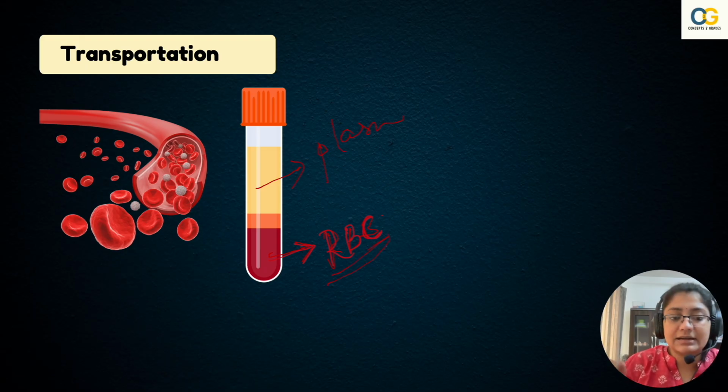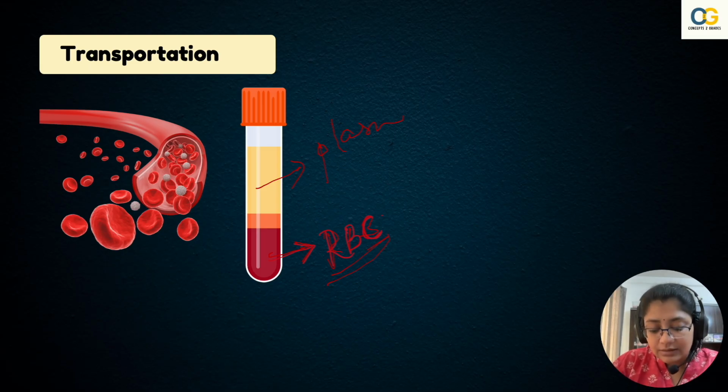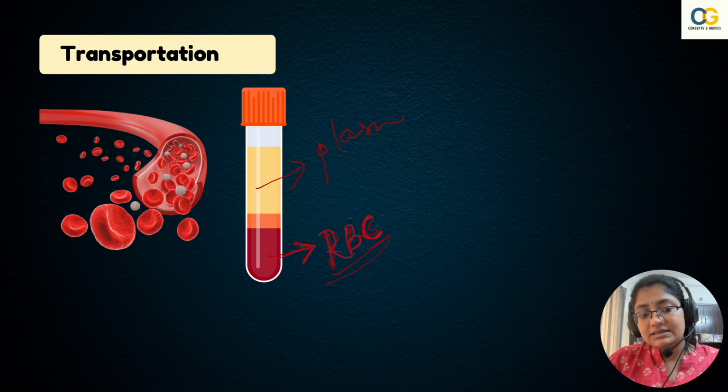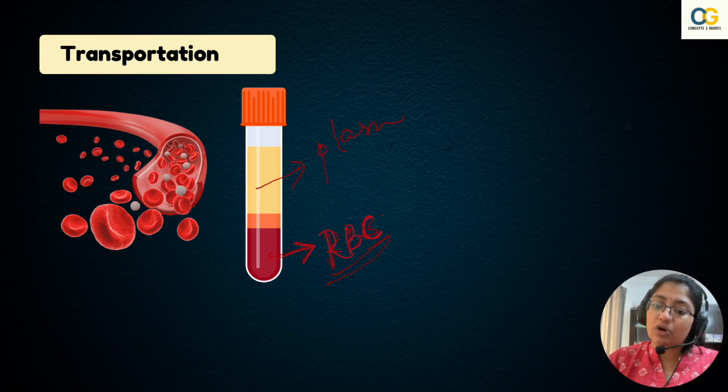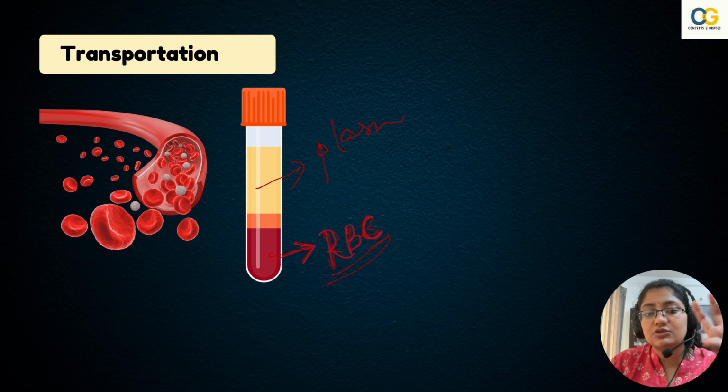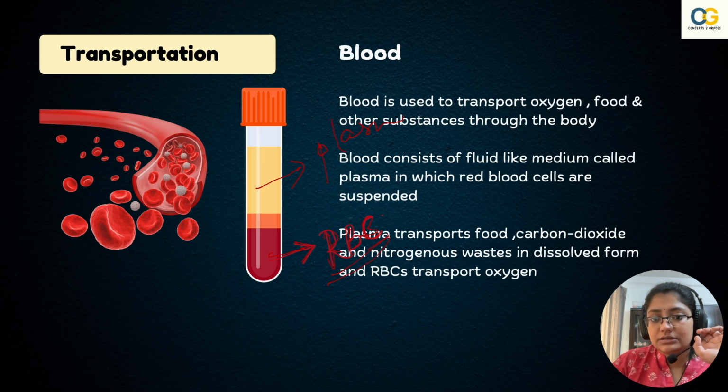Now, why are red blood cells red? It is because of the presence of hemoglobin inside the red blood cells, which is a red pigment, and this hemoglobin has a high affinity for oxygen. So it sees oxygen, it grabs oxygen. This helps in absorbing oxygen much faster than simple diffusion. So it helps in the transport of all food, carbon dioxide, nitrogenous waste, and oxygen in our body.